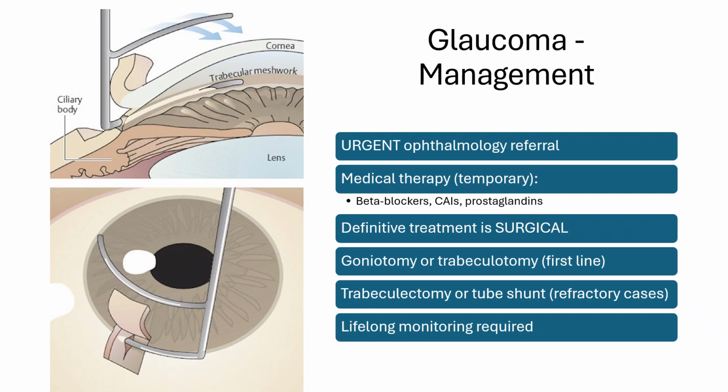Refractory cases require more aggressive intervention. Trabeculectomy creates a new drainage pathway, bypassing the trabecular meshwork entirely. Tube shunts provide drainage through an implanted device when other surgeries fail. These procedures carry higher complication rates but may preserve vision when simpler operations prove insufficient.